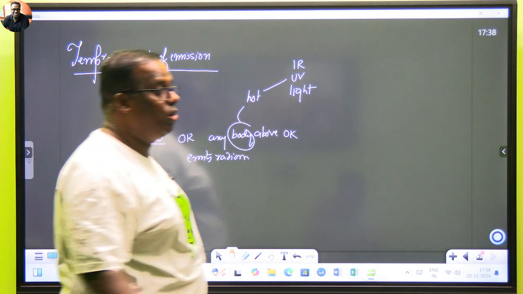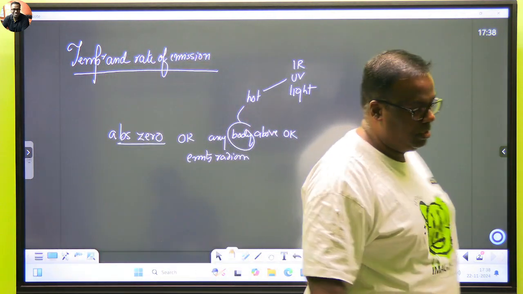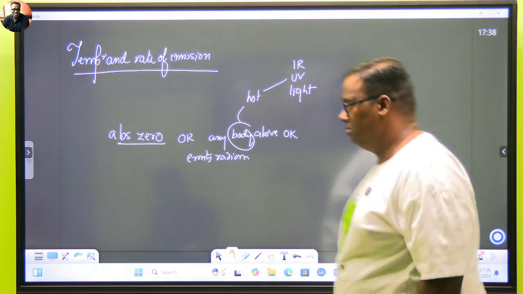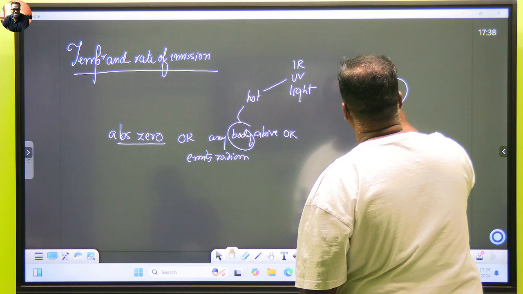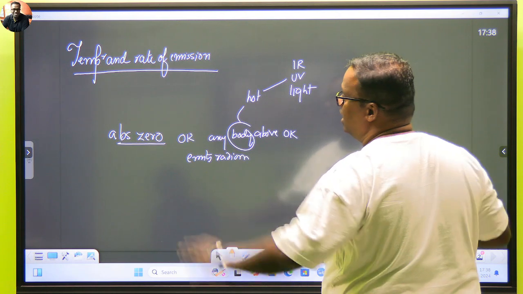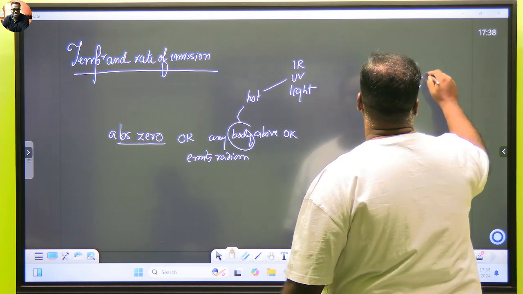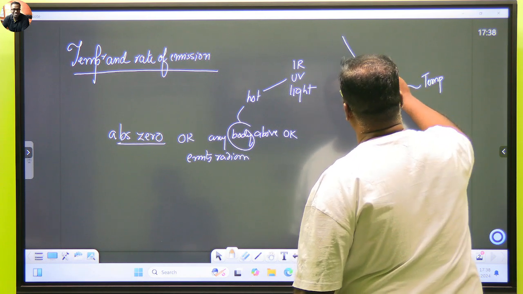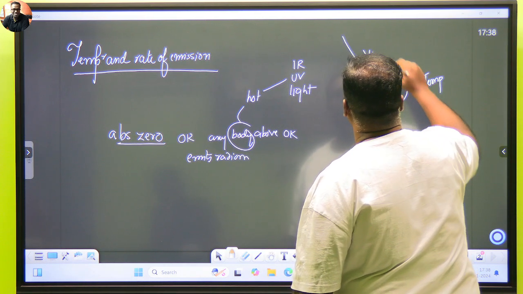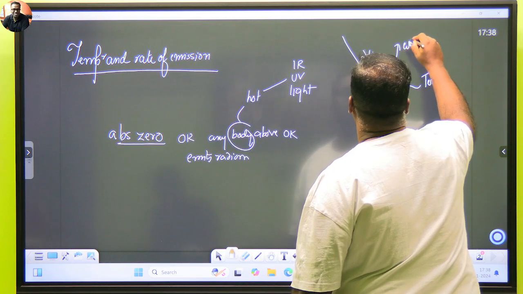Now we are going to talk about the temperature of a body. Now just see. Let's say this is a body. This is my body. What we are trying to study in this section is the temperature of this body as the body is absorbing as well as emitting.